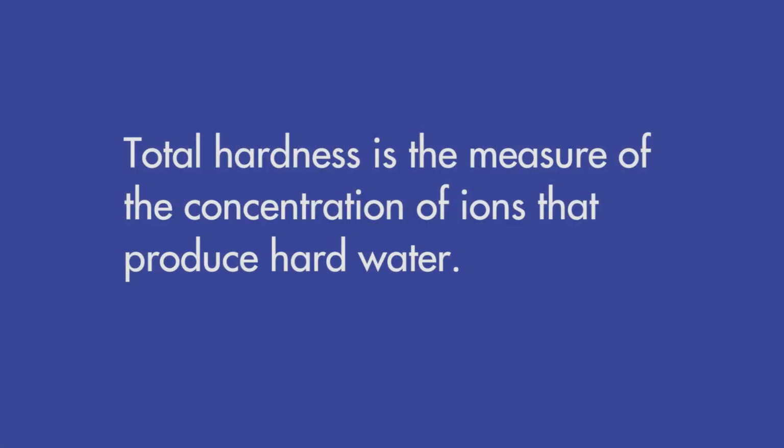The last indicator on this test strip is for total hardness. Total hardness is the measure of the concentration of ions that produce hard water. Like the last 2 tests, total hardness is measured in parts per million.